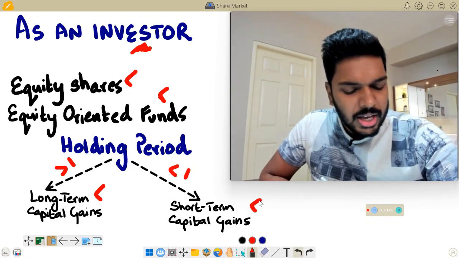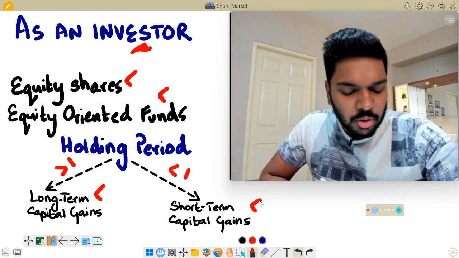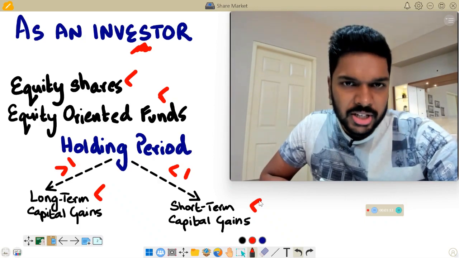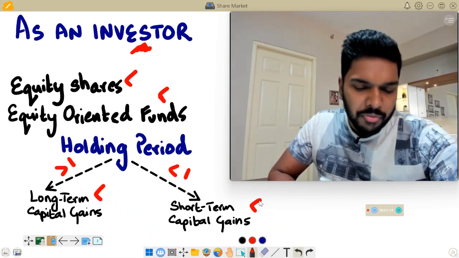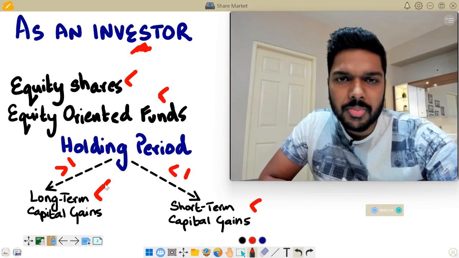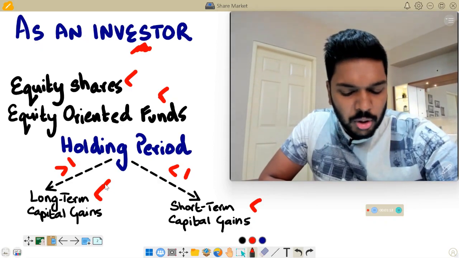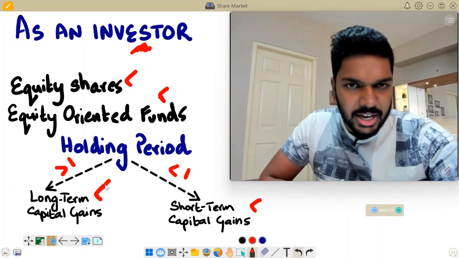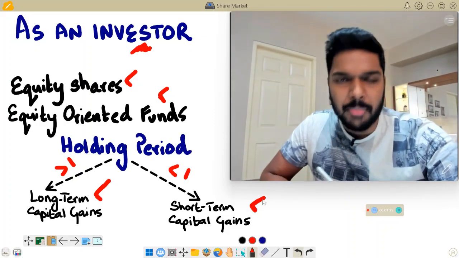In other words, if you're holding equity shares or equity-oriented funds and you're selling it after 1 year from the date of purchase and you're making a profit, that profit is called a long-term capital gain. If you're selling it within 1 year from the date of purchase and you're making a profit or a gain, that is called a short-term capital gain.